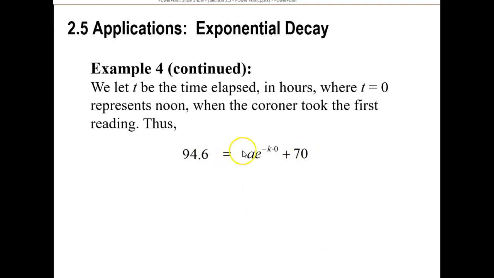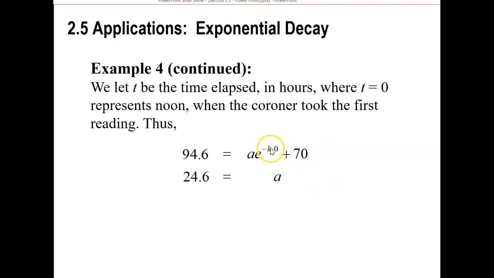All right, so our model that they gave us on the slide is the formula for Newton's law of cooling. The equation we use is that the temperature of the body initially, 94.6, equals A, which we don't know, e to the negative k, T being 0 here, meaning at time 0. At time 0, it was 94.6 degrees. We're just plugging those in, and then the temperature of the room was 70. That's the C value.